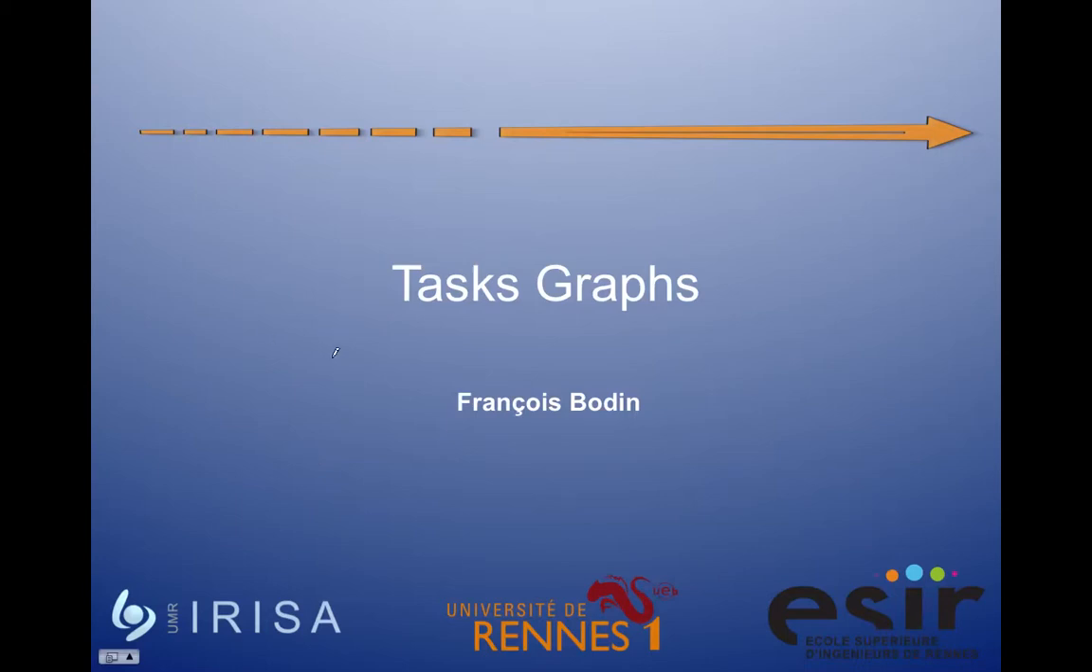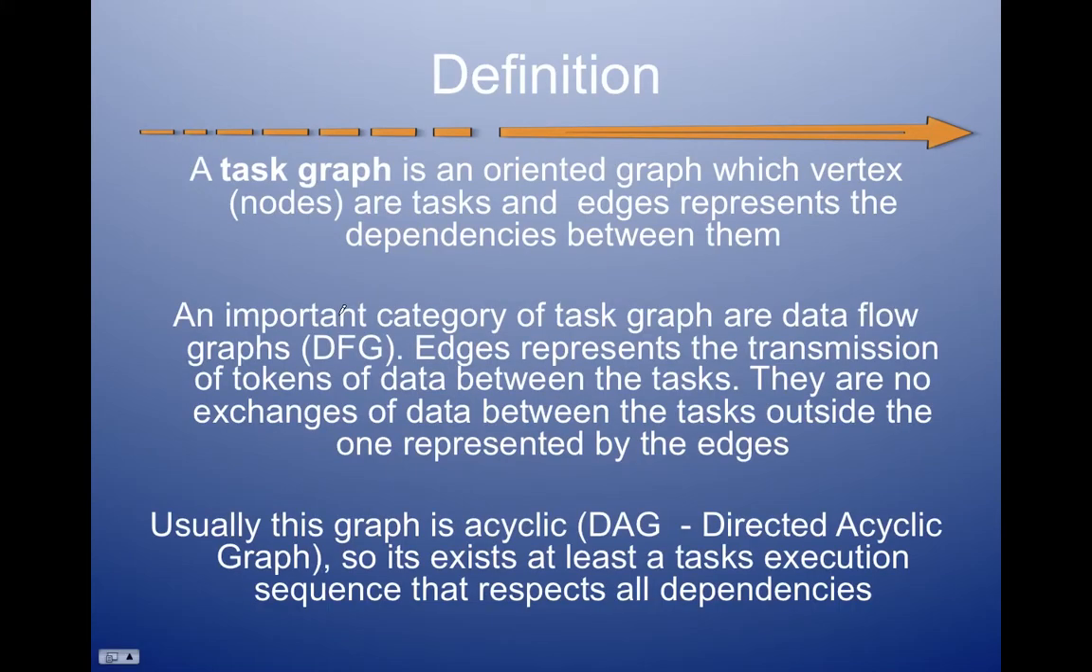Task graphs. A task graph is a graph, an oriented graph, in which vertices are tasks and edges represent the dependencies between them.